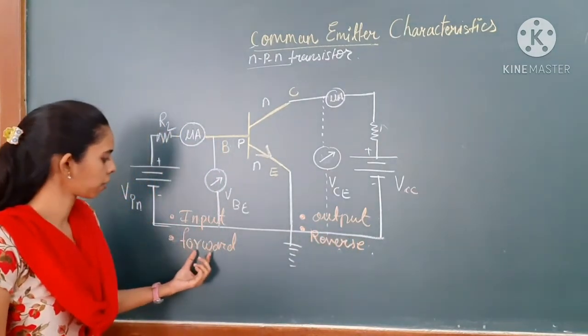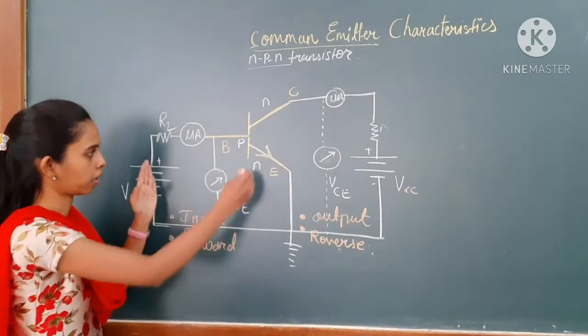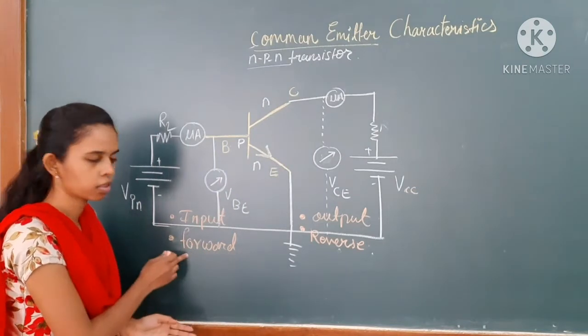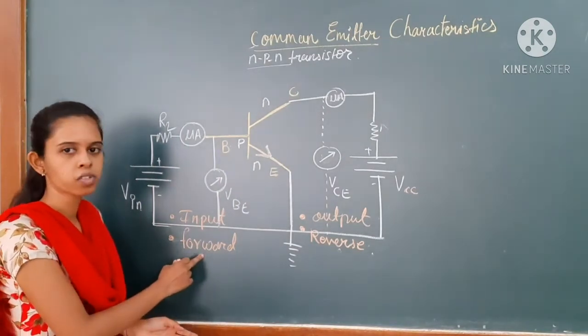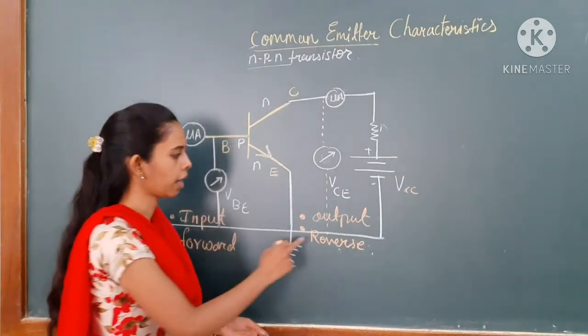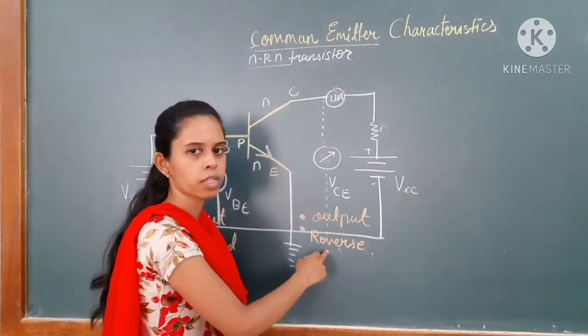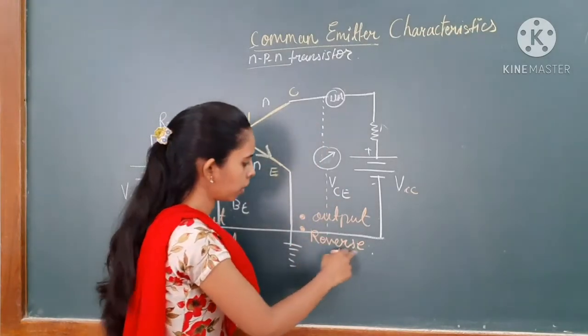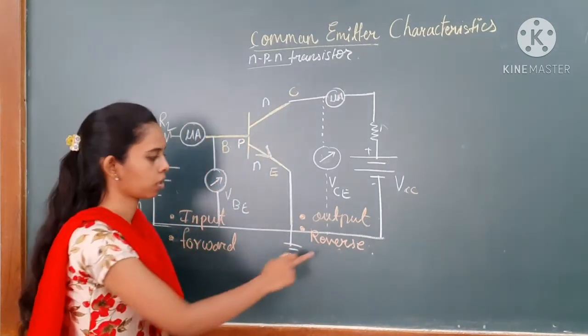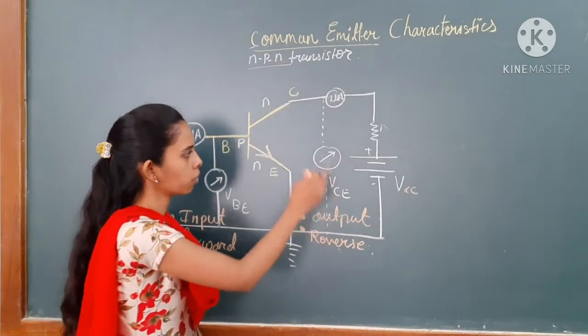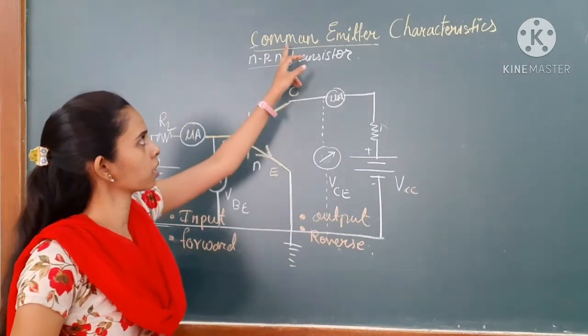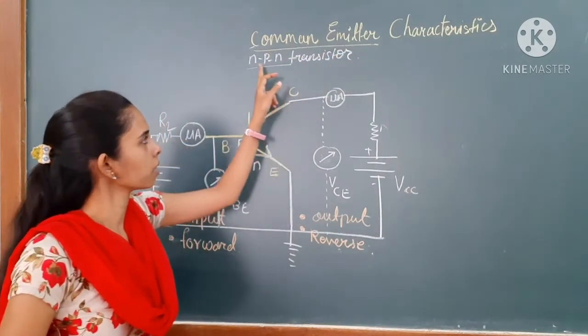For that, I have already explained that the base part always works in forward bias, so a large current flows from here, and the collector part is always in reverse bias mode, so the current over there, as compared to this, is less. This is the diagram we have already seen of the common emitter.